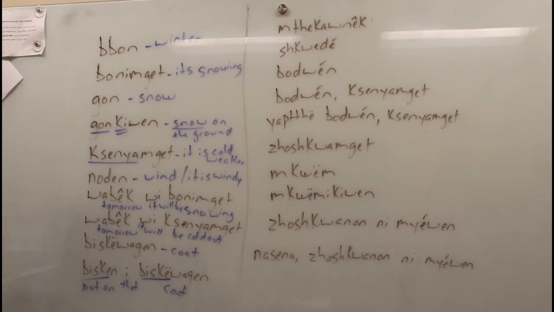So we'll go through and we'll say the ones on this side here. Babon, winter. Bonimgit, it's snowing, or landing. Gone, snow. Gonkiwan, there's snow on the ground. Kasenyamgit, it's cold weather outside. Nodin, wind, or it is windy.